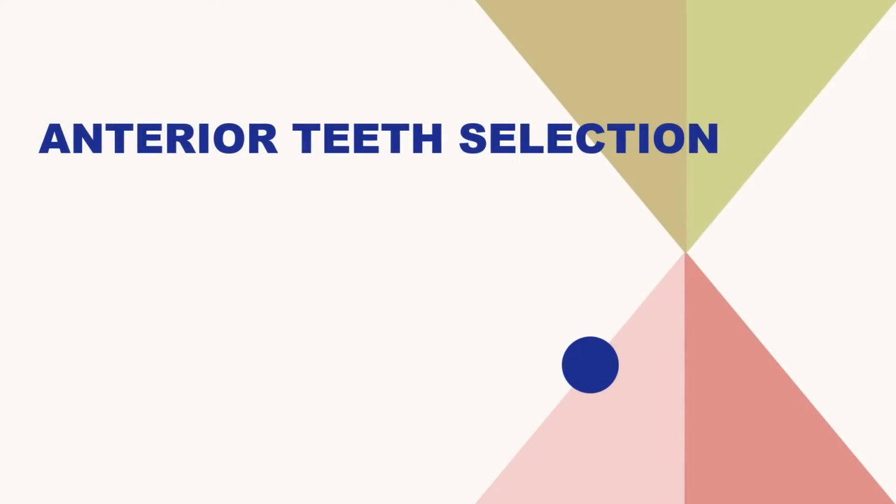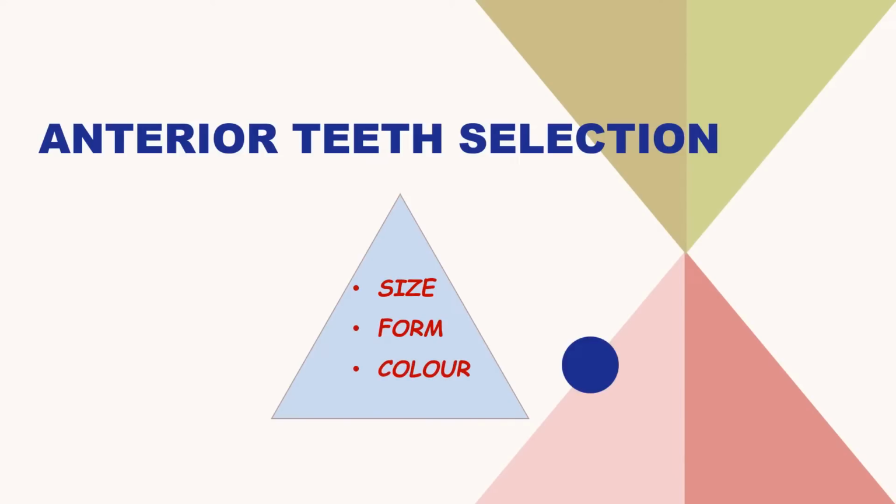So we have discussed the anterior teeth selection process. It plays an important role in the aesthetics of a patient. The following factors are considered during the selection of anterior teeth: size, form of the teeth, and color or shade of the teeth. We have discussed the size in the previous lecture.